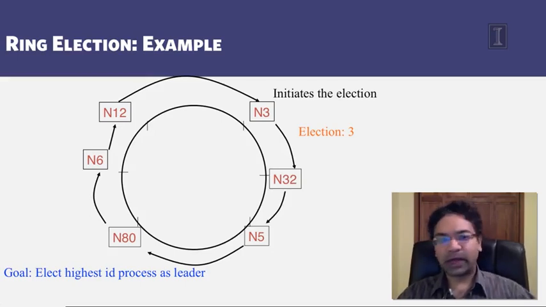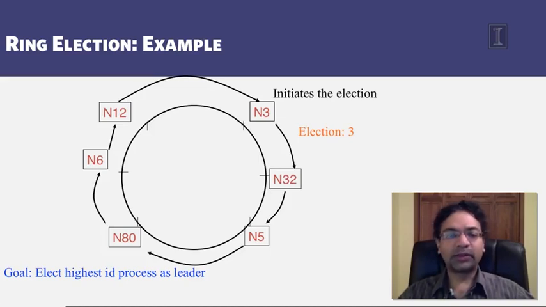It's the one that detects the failure, or it's the one that just calls for an election because it's time to call for an election. It initiates the election by sending an election message. It includes its ID in there. It doesn't need to include a second attribute because the ID is the same as the attribute. So it sends this message, the election message, to N32.